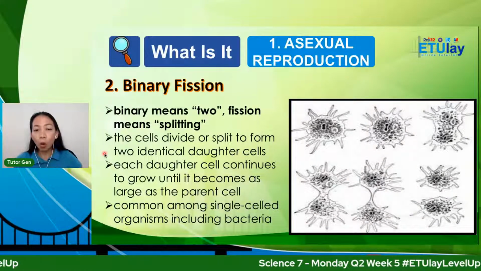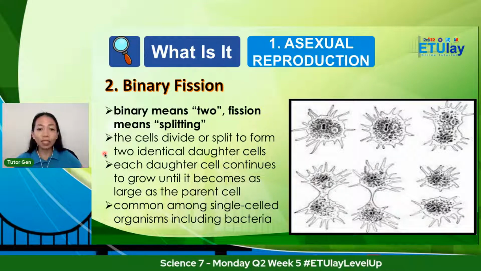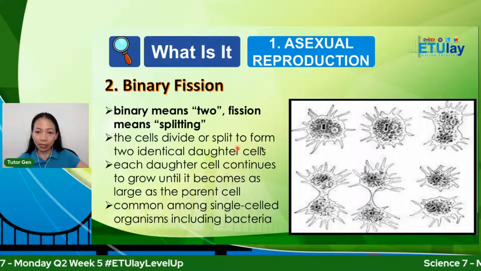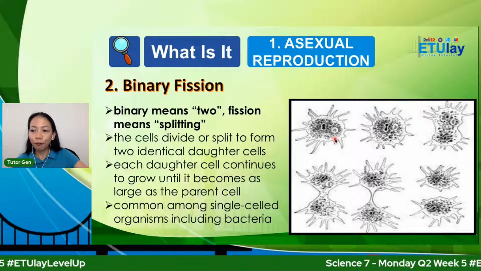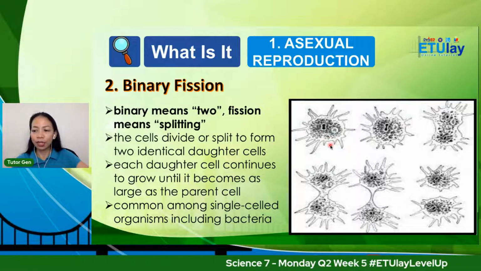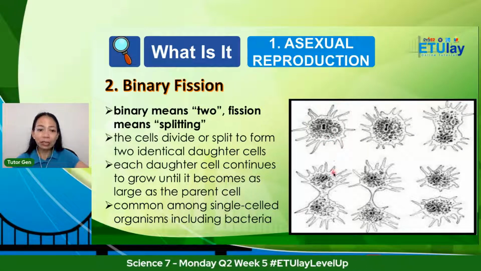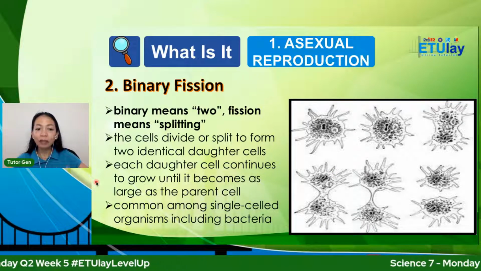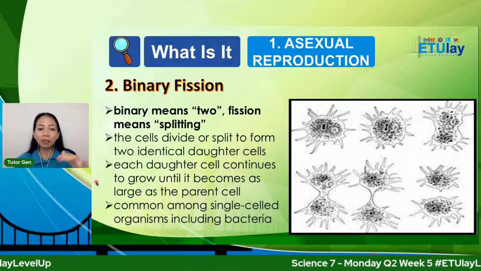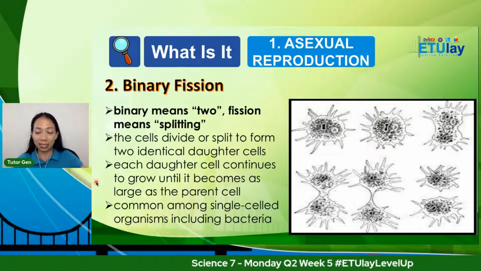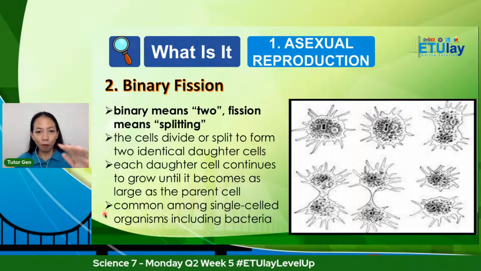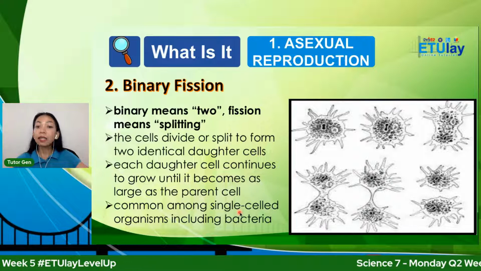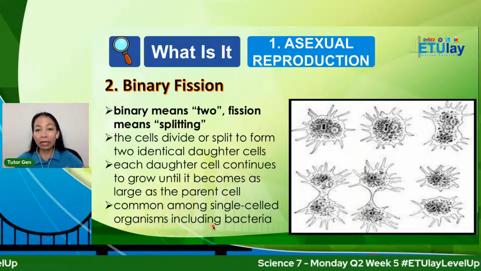So in this mode, the cells divide or split to form two identical daughter cells. So we have here sa taas, the first or the parent, that's the original cell, that splits into daughter cells. And each daughter cell continues to grow until it becomes as large as the parent cell. And this form of asexual reproduction is actually common in single-celled organisms like bacteria.